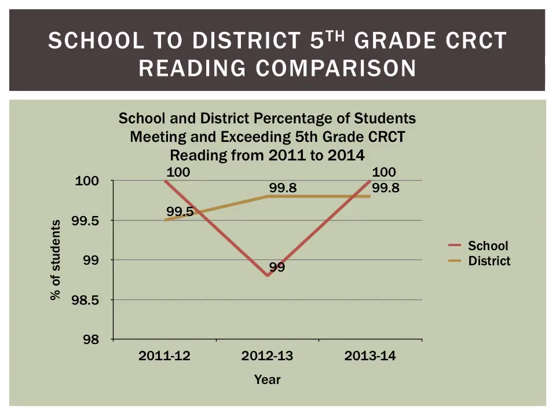This graph shows the comparison of Cleveland Elementary to Fayette County on the percentage of students meeting and exceeding on the 5th grade CRCT reading from 2011 to 2014. Cleveland Elementary decreased in the percentage of students meeting and exceeding in 2011-2012 to 2012-2013, but then increased back to 100% of meeting and exceeding in 2013-2014. The percentage of students in the district increased from 2011-12 to 2012-2013 and stayed at the same percentage, 99.8%, in 2013-2014.